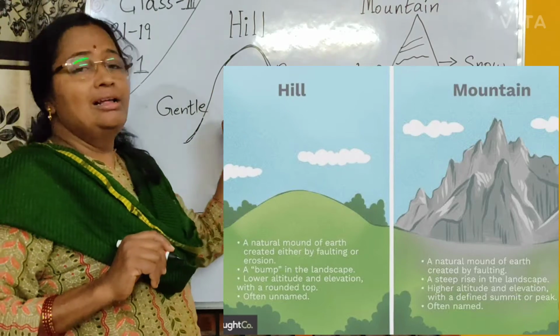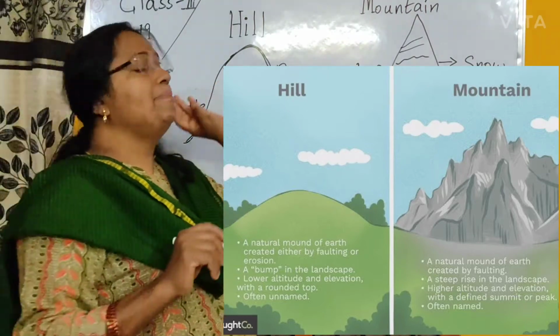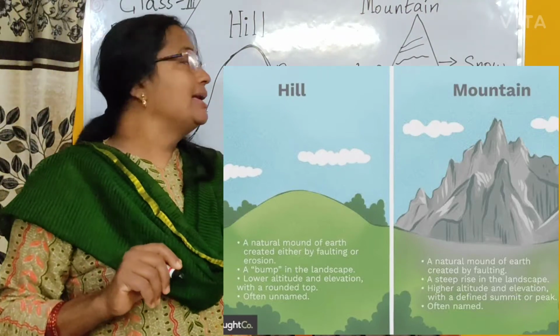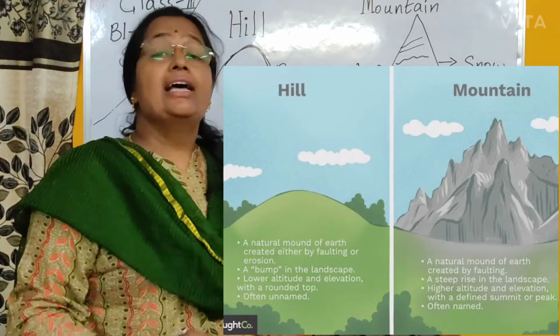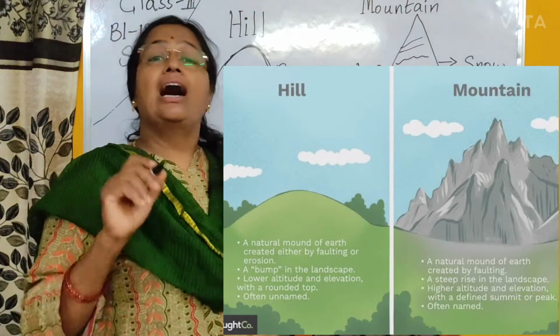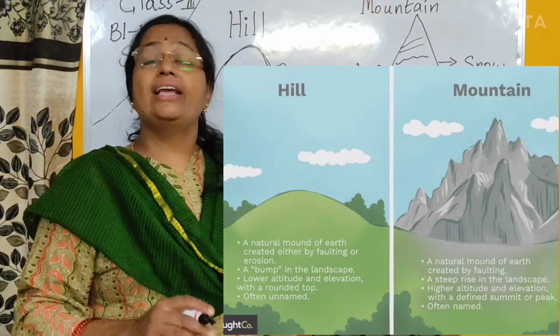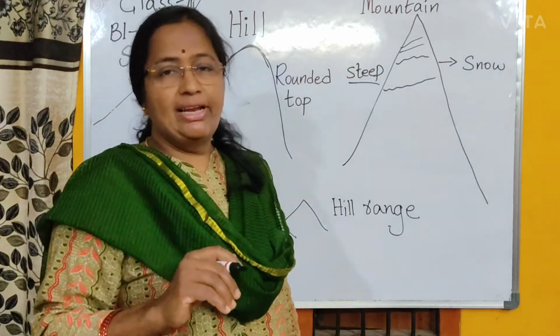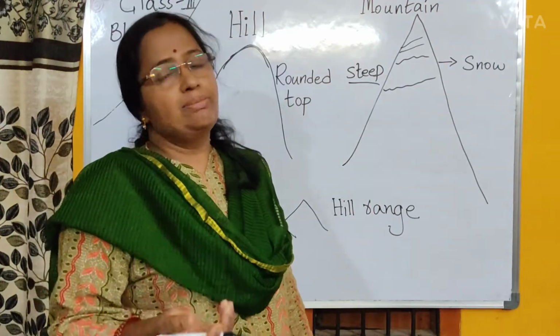Hills are smaller than the mountains. Mountains are bigger in height than the hills. And most of the mountains are covered with snow. Okay, that was the difference between hills and mountains.